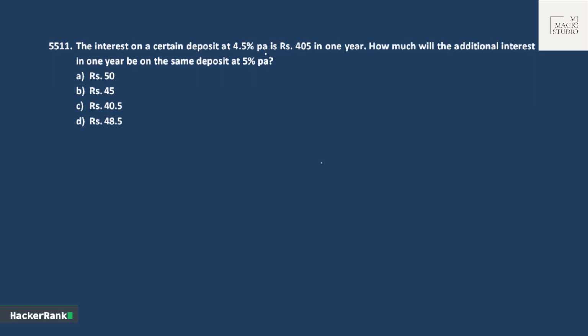The interest on a certain deposit at 4.5% per annum is 405 in 1 year. That means P into 4.5 by 100 is equal to 405. So this goes 9 times. P is 9,000. Done.